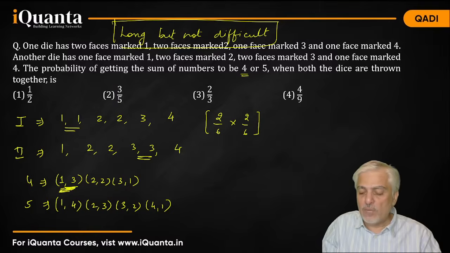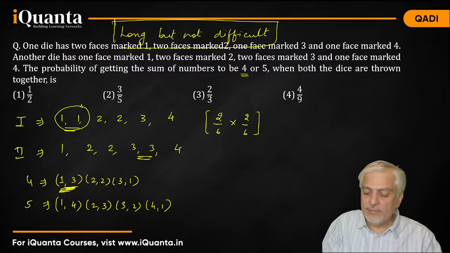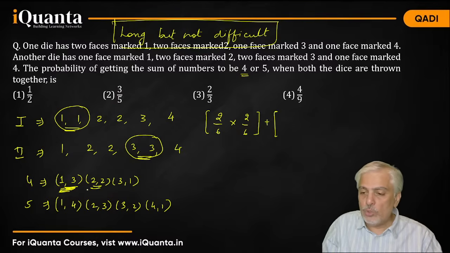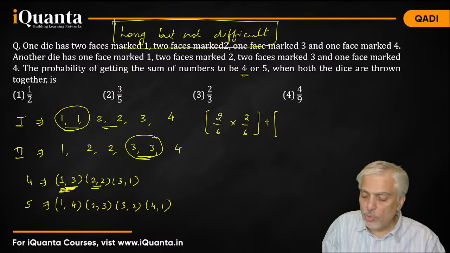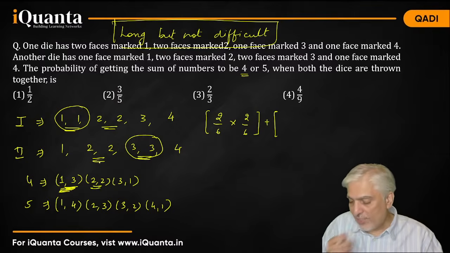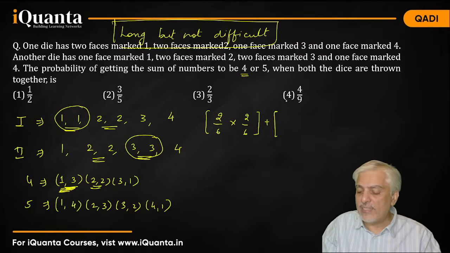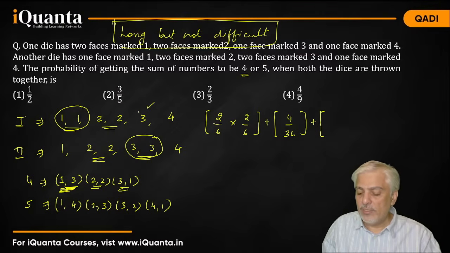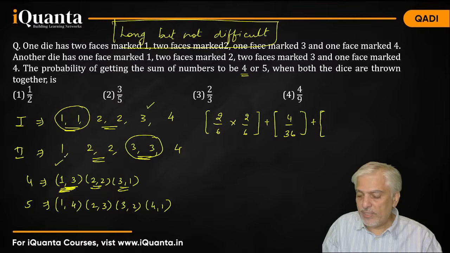In the first case I want 1, 3, so for 1 there are 2 choices, for 3 there are 2 choices. So 2/6 multiplied by 2/6. I will have to do 7 things like this. Next I want 2 and 2. Again 2 cases, 2 cases. 2 by 6, 2 by 6, 4 by 36. Third, 3, 1. 1 case over here and 1 case over here. So 1 by 36.